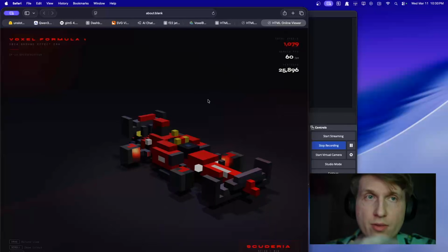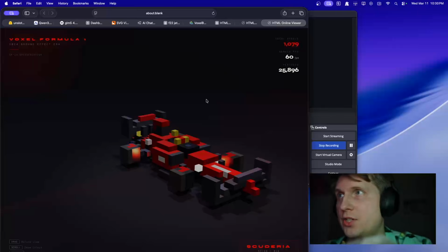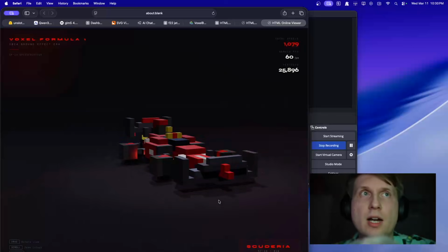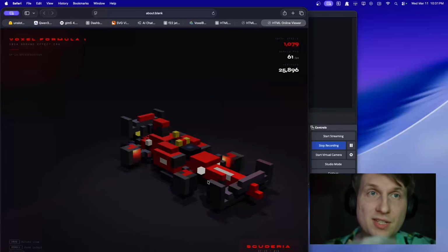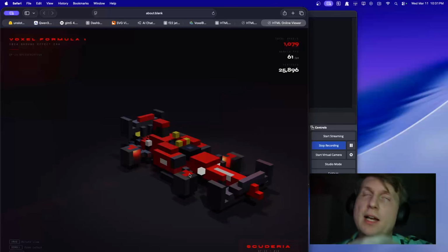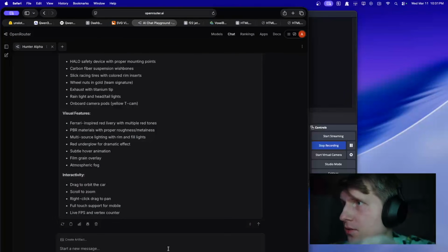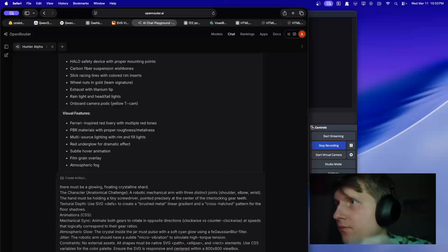I'm just going to throw in one more test. This is going to be a very difficult test, and I'm going to see again. This is going to be SVG related, not voxels, because potentially the voxel test has been seen already online, and I have a custom one here that we're going to test. Let me just find it. All right, so I'm going to paste in this prompt and send it.